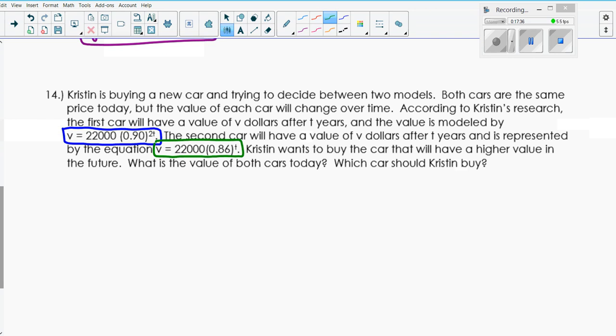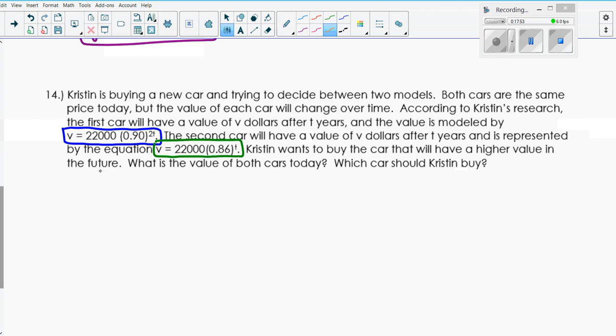Okay, so that makes sense. She wants to make sure that in 5, 10, 15 years, whatever car she bought is worth more than the other one. Okay, so she wants the one that's going to maintain the most value. What is the value of both cars today, and which car should Kristen buy?